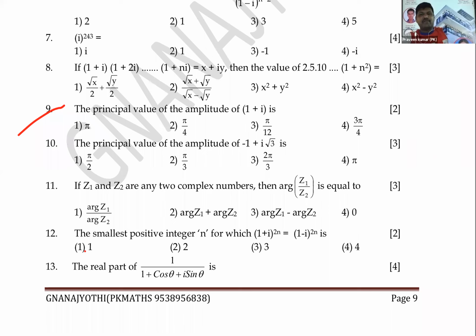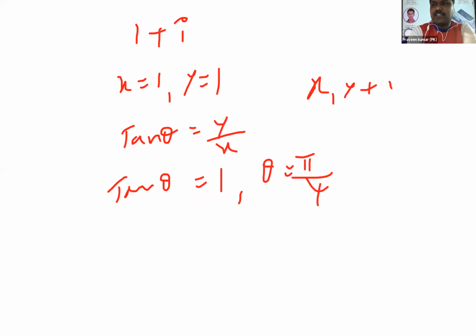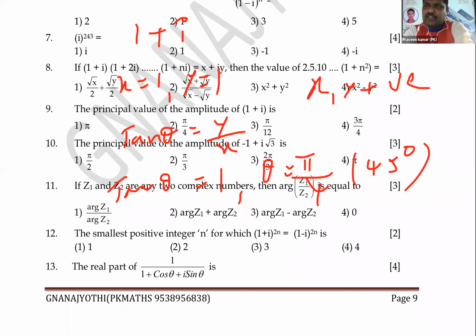The principal value of the amplitude of 1 plus i. I can use the shortcut while finding this answer. 1 plus i: x is 1, y is also 1. Tan theta is y by x, which is 1, so theta is pi by 4. Both x and y are positive, so directly theta. Pi by 4 means 45 degrees. They gave pi by 4 only, so the second option.